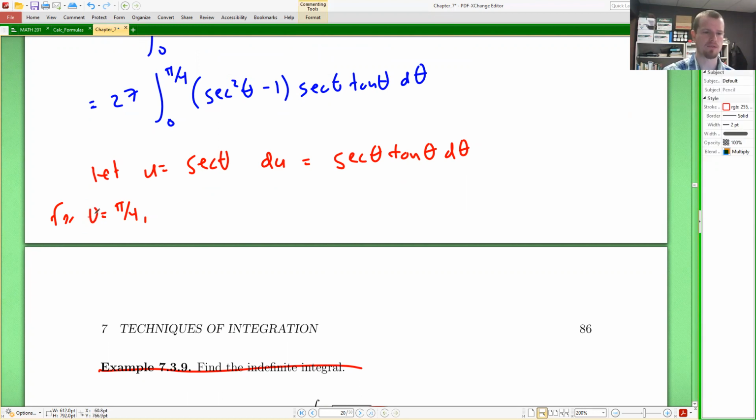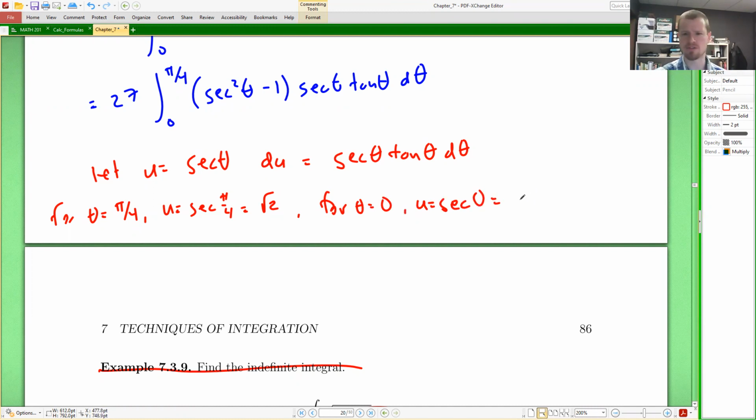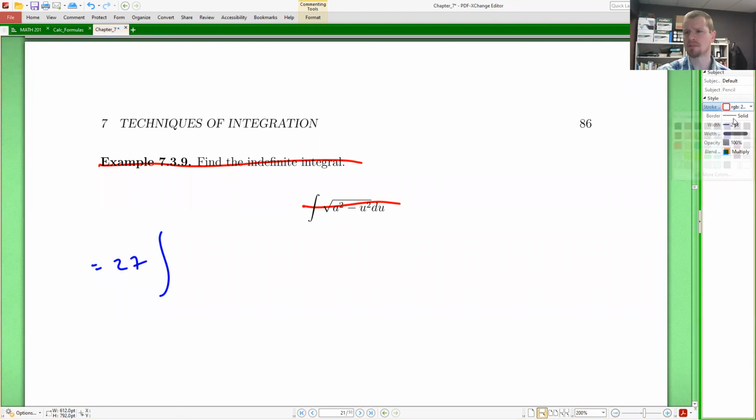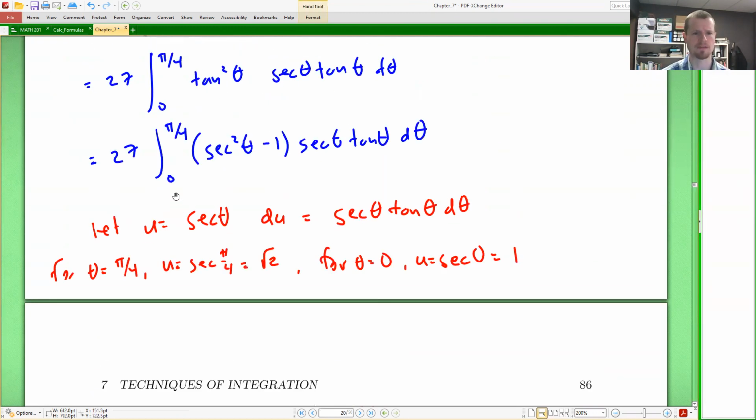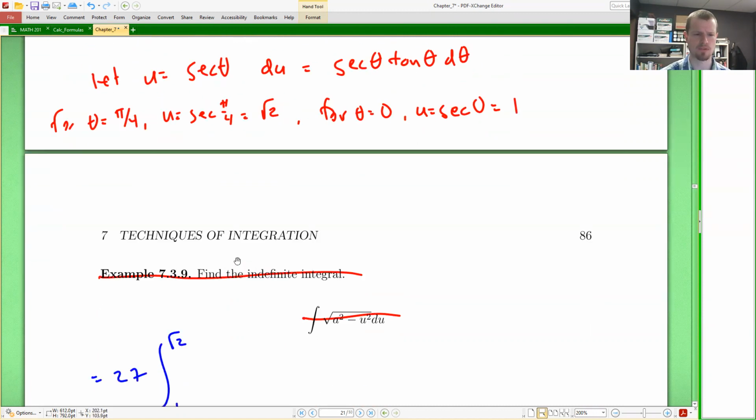For theta equal to pi over 4, u would be equal to secant of pi over 4. If you don't remember what that is off the top of your head, that's okay. You can find that this is equal to the square root of 2, as long as I haven't made too many mistakes. And then for theta equal to 0, u would be equal to the secant of 0. And again, we should find that this is equal to 1. So our integration bounds become, this is a little bit interesting, from 1 to square root 2. Excellent. 0 becomes 1, pi over 4 becomes root 2.